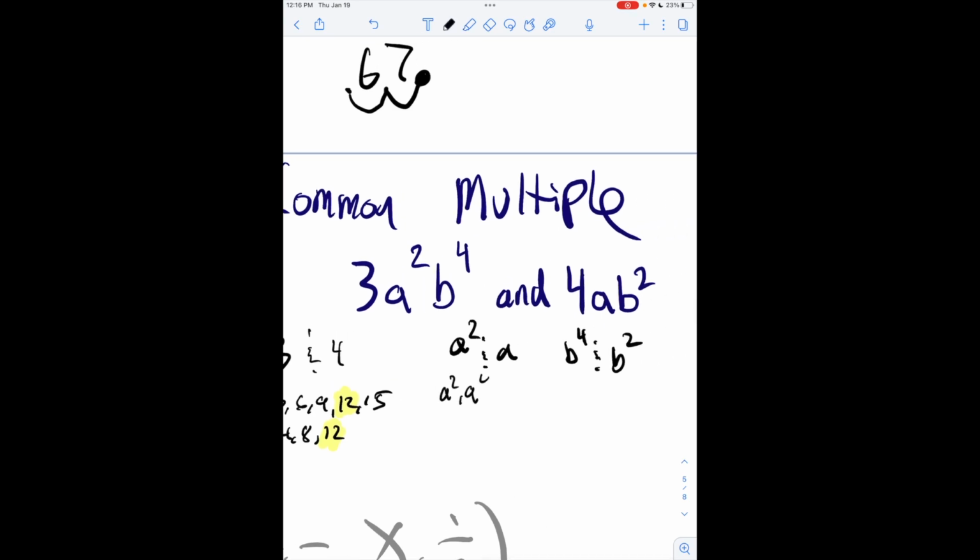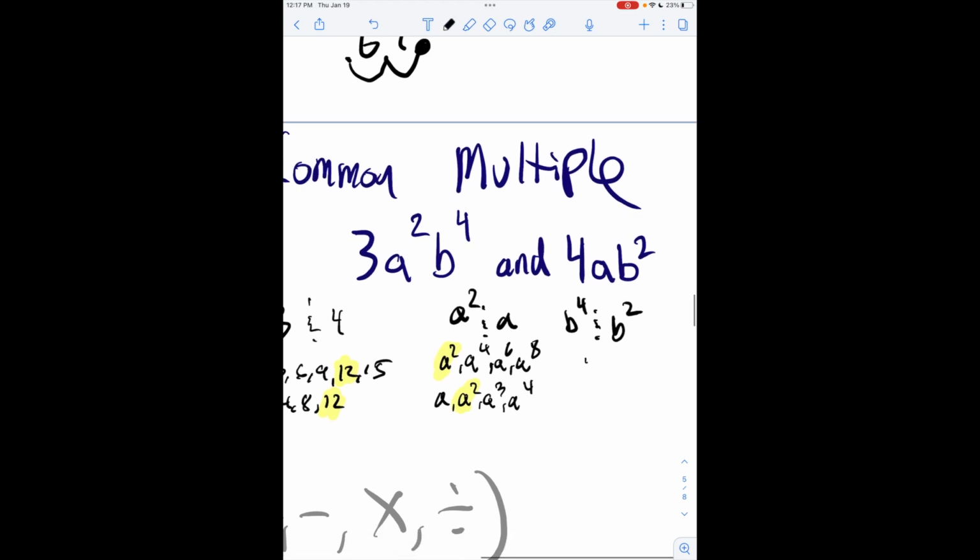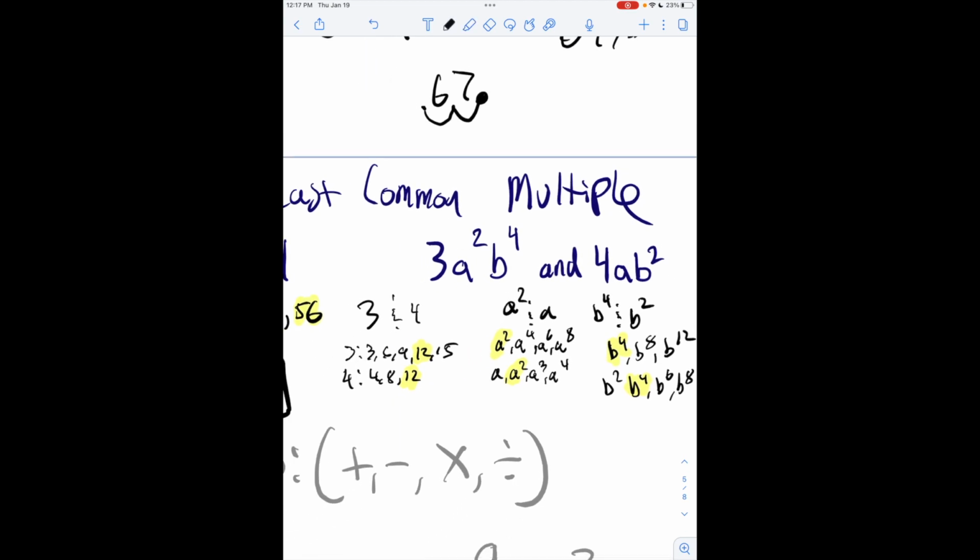A squared, a to the 4th, a to the 6th, a to the 8th. Over here I've got a squared, a to the 3rd, a to the 4th. Remember, we're looking for the least, the smallest. So in this case, it would be a squared. And b to the 4th, b to the 8th, b to the 12th. B squared, b to the 4th, b to the 6th, b to the 8th. I see I've got b to the 4th and b to the 4th. So my least common multiple is going to be 12 a squared b to the 4th.